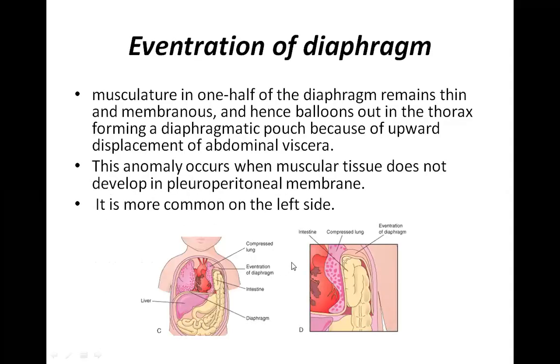Then a third anomaly is eventration of the diaphragm. That is, the musculature in half of the diaphragm remains thin and membranous. So what happens? There may be ballooning. It balloons out into the thorax, forming a diaphragmatic pouch because of upward displacement of the abdominal viscera. This anomaly occurs when the muscle tissue does not develop in the pleuroperitoneal membrane. It is most commonly on the left side. So that is the eventration of the diaphragm.